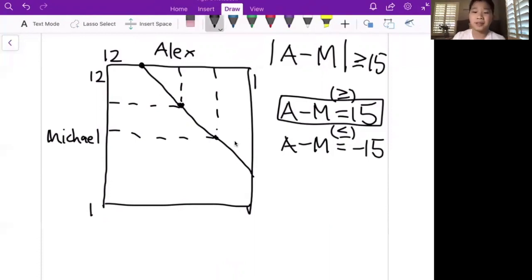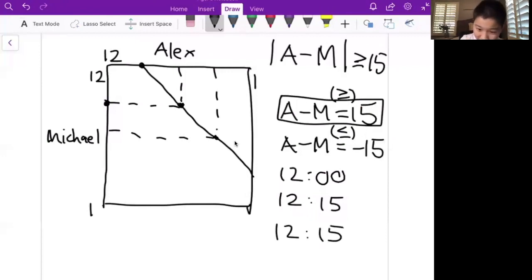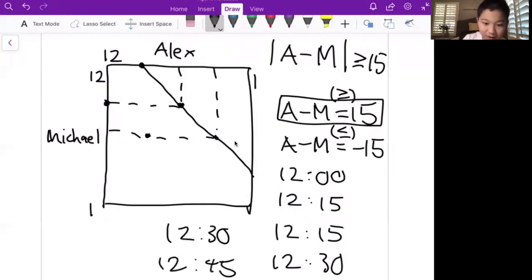Okay, let's do some more cases. I'll make it quick. Alex arrived at 12 o'clock, Michael arrived at 12:15. So that corresponds to this point right here. Alex arrived at 12:15 maybe, Michael arrived at 12:30. That corresponds to this point. And then Alex arrived at 12:30, Michael arrived at 12:45. That's this point right here. So you can make this into a line too. Now what?